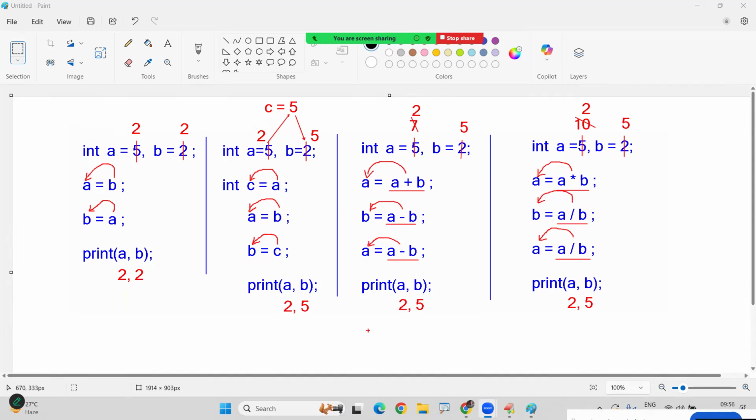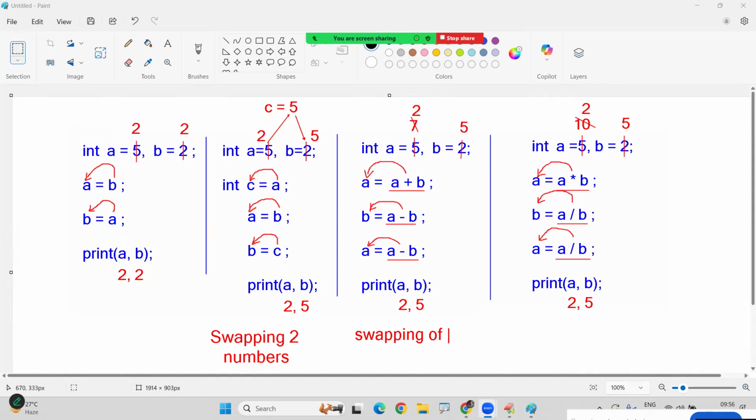Remember, all these programs, this is actually called swapping two numbers. But sir, logic I'm not getting. Forget about the logic. Once again, in swapping, I will explain briefly. This is just how the values are changing in variables I'm explaining. This is not swapping. And this is what also swapping.